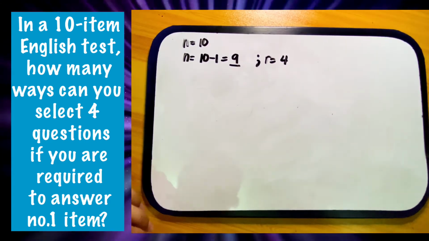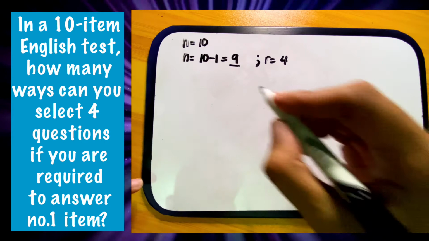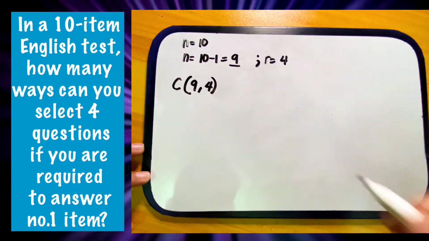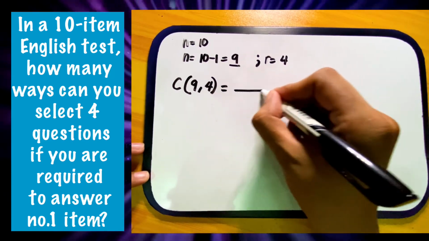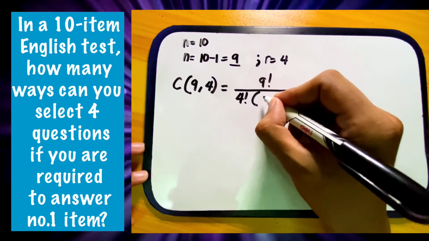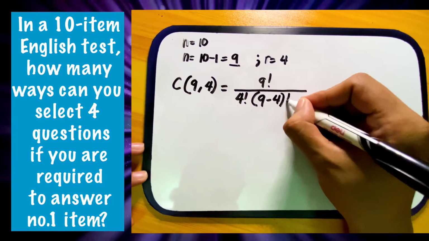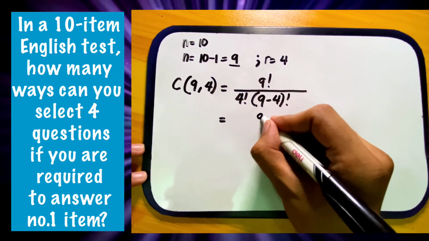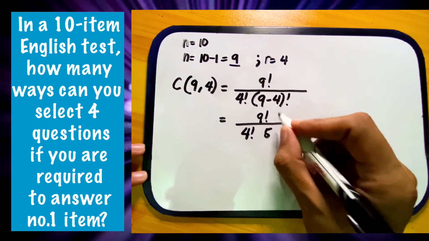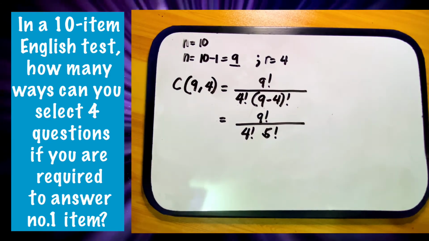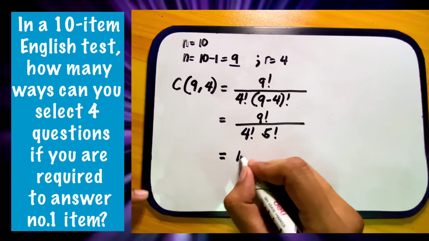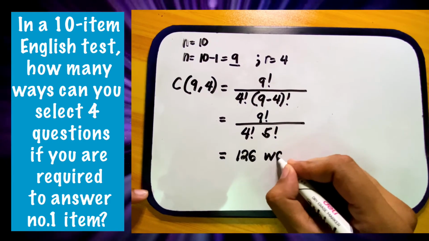Okay, so that's the concept. The correct process: it will become C(9, 4). So n factorial, that is 9 factorial, over 4 factorial times 9 minus 4 factorial. So this becomes 9 factorial over 4 factorial times 5 factorial. So the answer here is 126 ways.